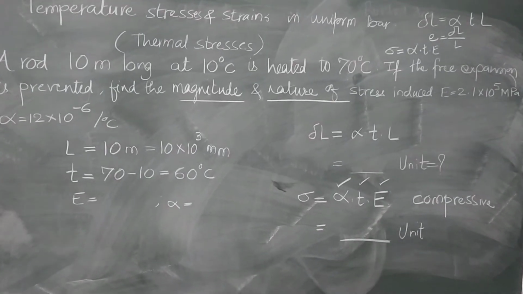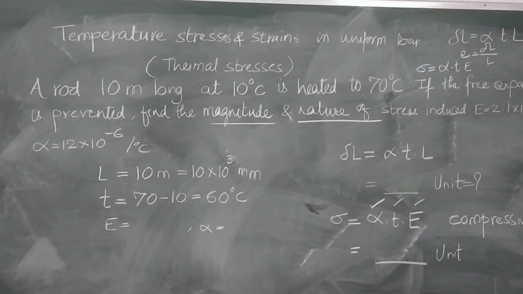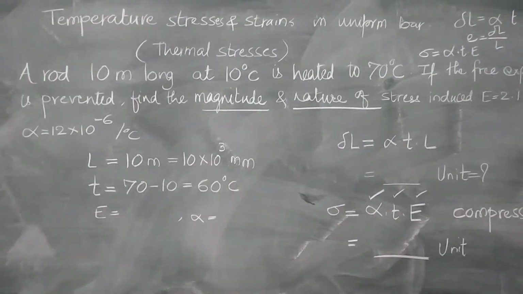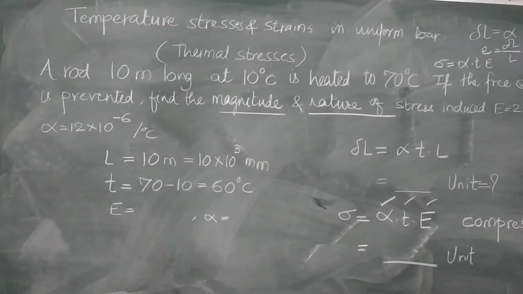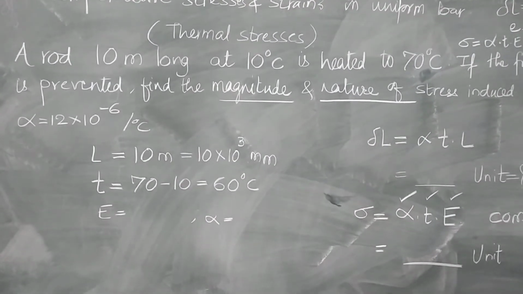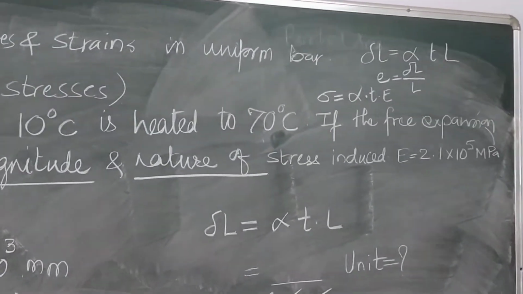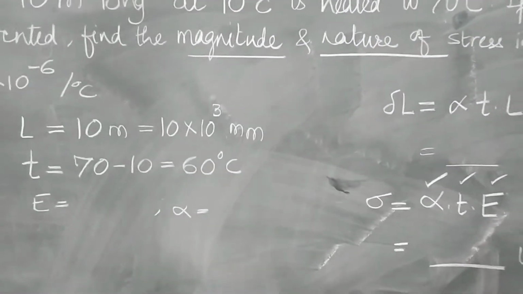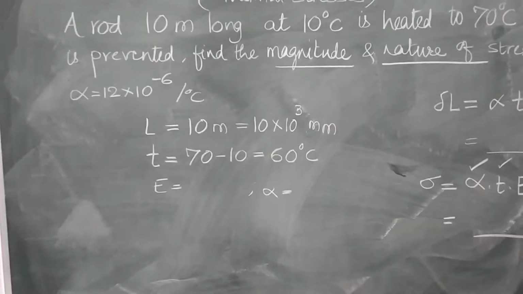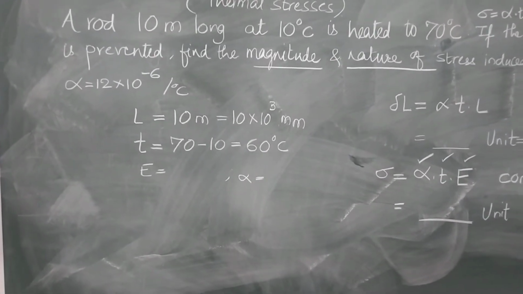Friends, all examples in MSBT exam are of the same nature. For these thermal stresses, I have seldom observed any twist in the example. These all examples are for 4 marks. You have to perform it very clearly, very nicely, because there are only 2 formulae for this, delta L and sigma. So you will have to practice it neatly and solve correctly.